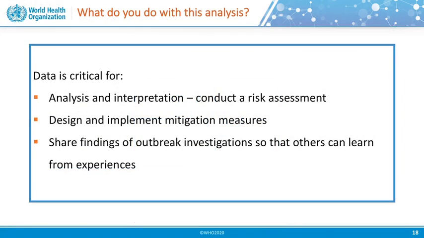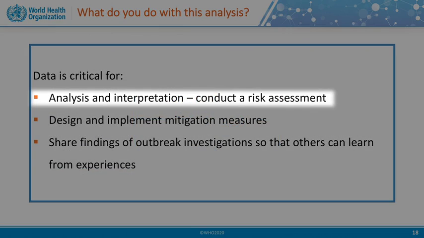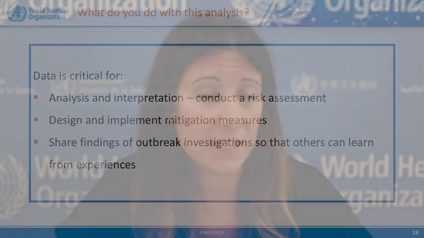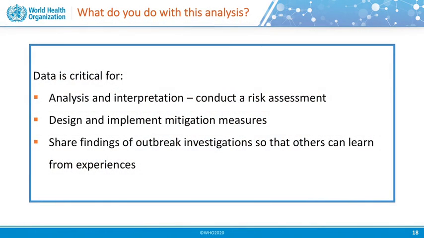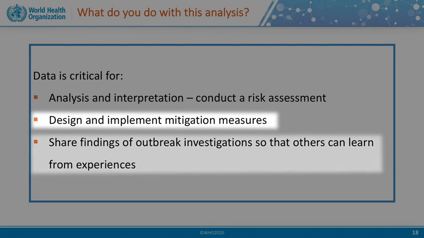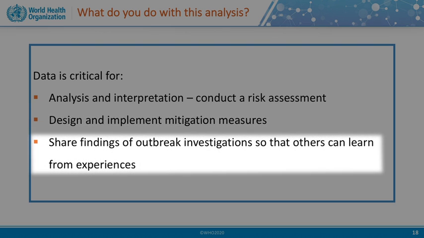What do you do with all of these analyses? Data is critical for analysis and interpretation. Collecting the information is not enough. You need to do analyses and look at what those results are telling you in terms of the risk of that outbreak and further spread. This information is also important for designing and implementing mitigation measures to prevent either further zoonotic transmission or further human-to-human transmission. It's important that the results of these outbreak investigations are shared with others so that others facing similar outbreaks can learn from your experiences.